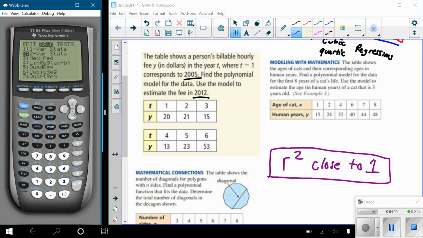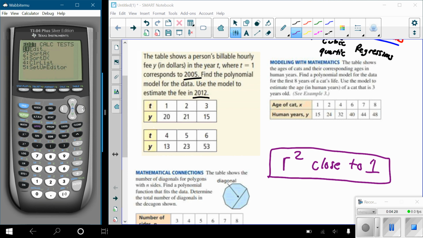I'm going to say, hey, a line didn't fit it. Maybe a parabola will. Maybe a 2nd degree polynomial will. Do a quadratic regression. The R squared is 0.86. It's okay. I feel like I can do a little bit better. I really want to be at least at 0.9.